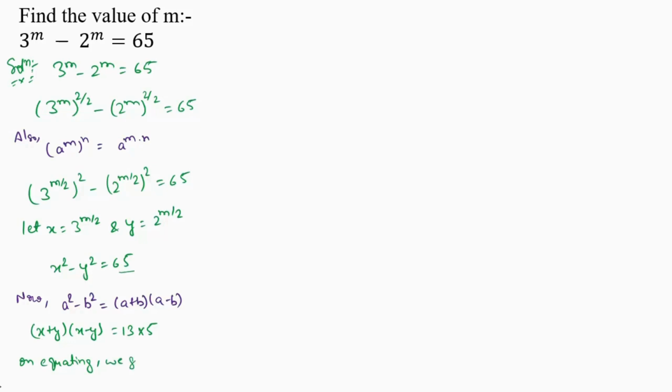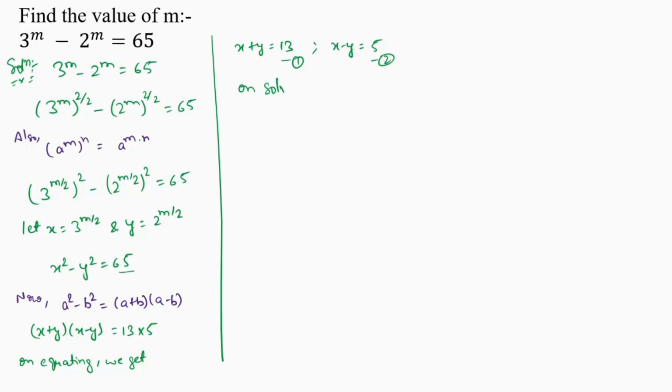we get x plus y equals to 13 and x minus y equals to 5. Name this equation as 1 and this as 2. So on solving equation 1 and 2 we get 2x equals to 18, so x equals to 9. Similarly 2y equals to 8, so we get y equals to 4.